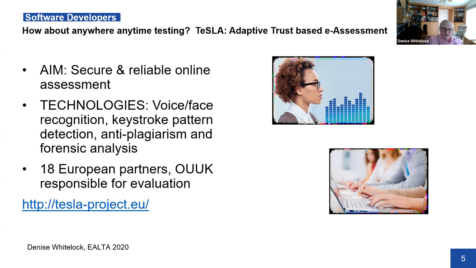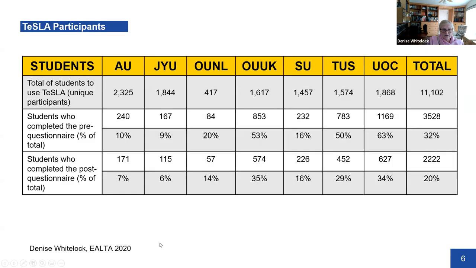There were a lot of universities and large numbers of students testing these systems. We had the Anadolu University from Turkey, the University of Jyväskylä from Finland, the Open University of the Netherlands, ourselves in the UK, Sofia University and the Technical University, and the Open University of Catalonia. So the systems were put together, built and tested over 3 years.